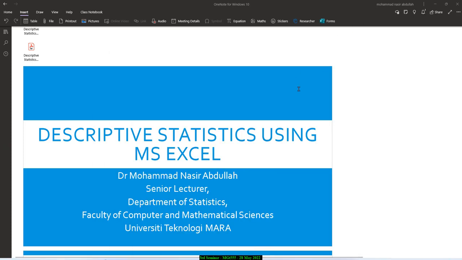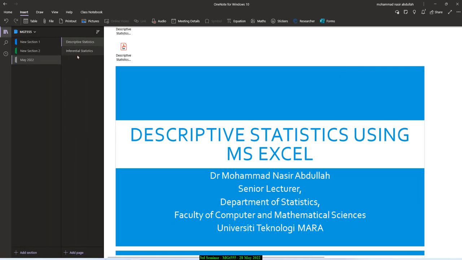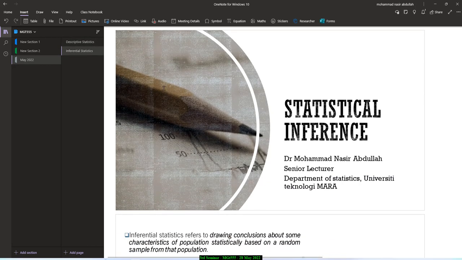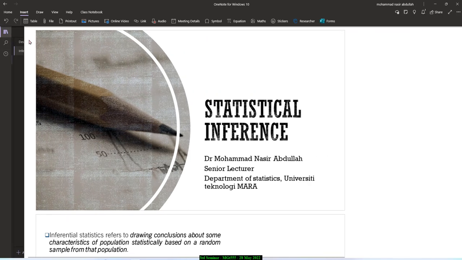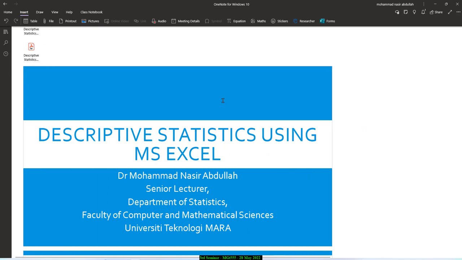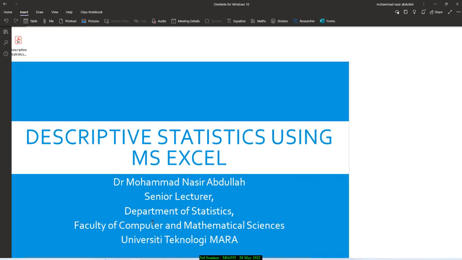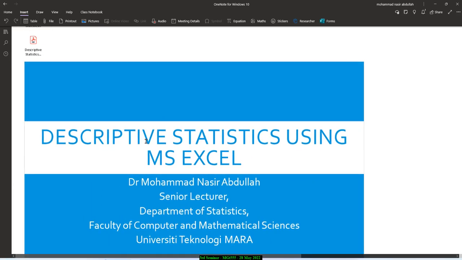Okay, so for today's session kita nak tengok dua chapter, chapter number 4 and chapter number 5. First, chapter number 4 is Descriptive Statistics using Microsoft Excel, and chapter number 5 is Statistical Inference. So both require Microsoft Excel lah. Kita akan tengok menggunakan Microsoft Excel.